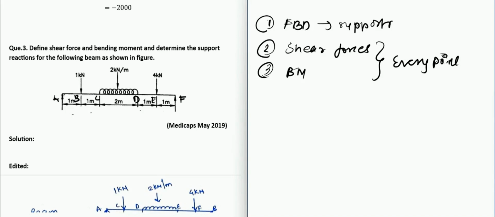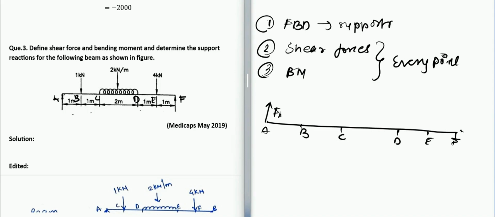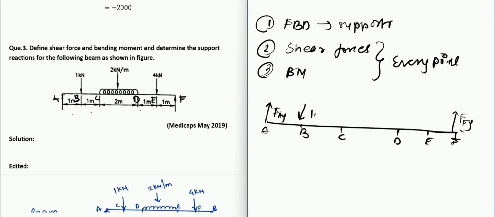So let us try to make the FBD of the following beam. What we have here is A, B, C. Let us name the vertical force at A as FAY, and the vertical force at F as FFY. We have been given that there is a point load of 1 kilonewton at B, and a point load of 4 kilonewton at E.